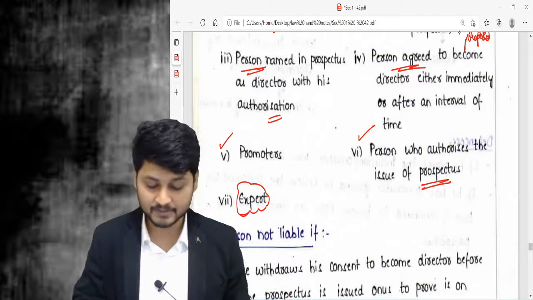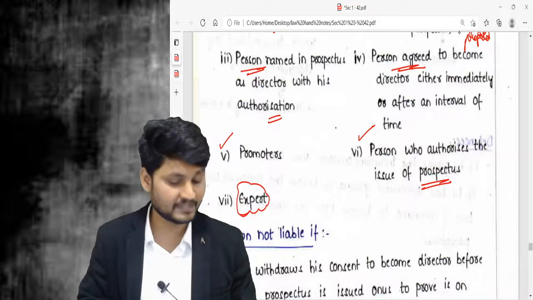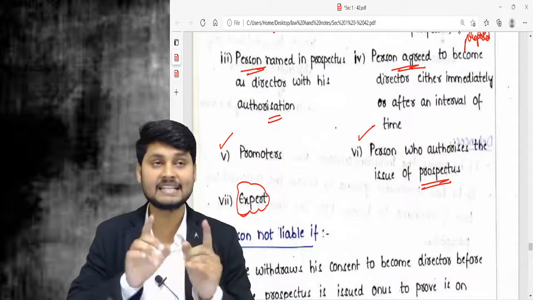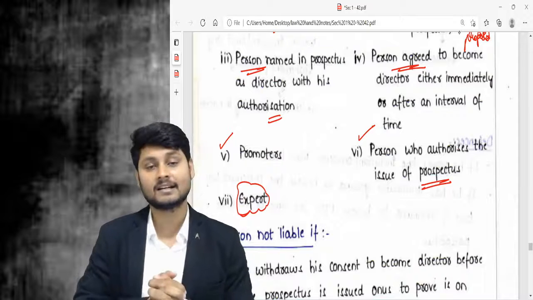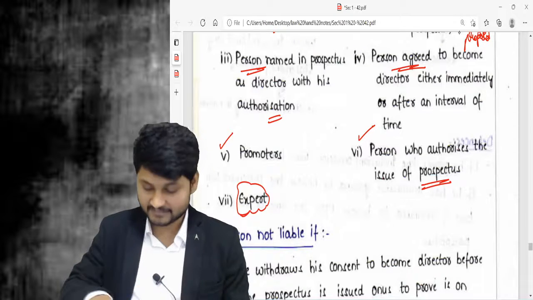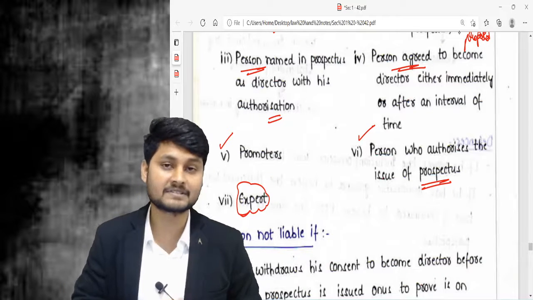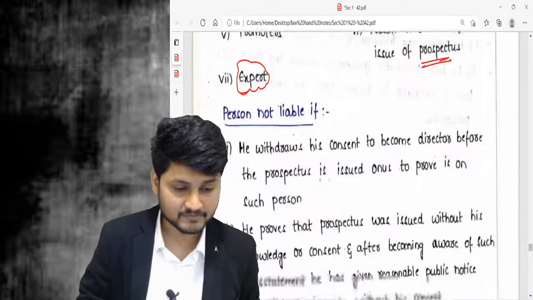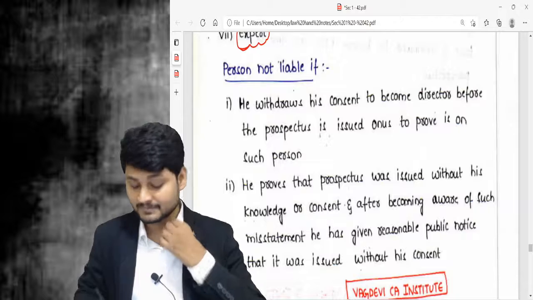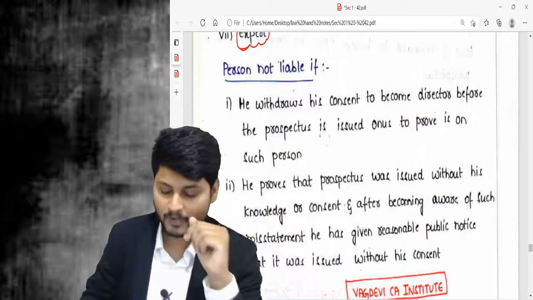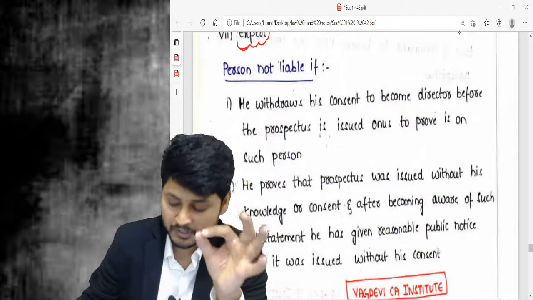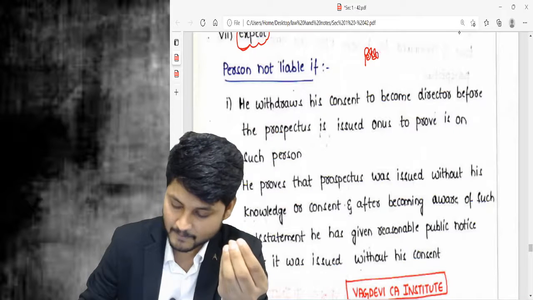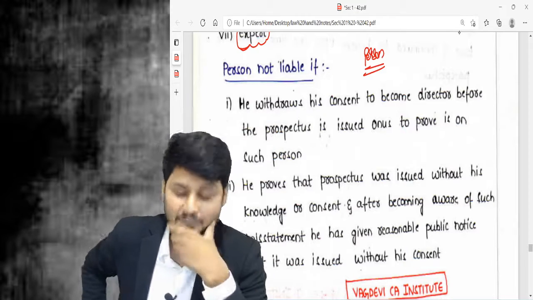Now these are the persons who will be liable under section number 35 if they authorized the misleading prospectus, and any person who suffers damages. Now these 7 persons are liable to compensate the same. Done. Now what are the defenses which are available for these persons to escape from the civil liability? Point number 1, the onus to prove always will be on the person who authorizes the issue of the prospectus.